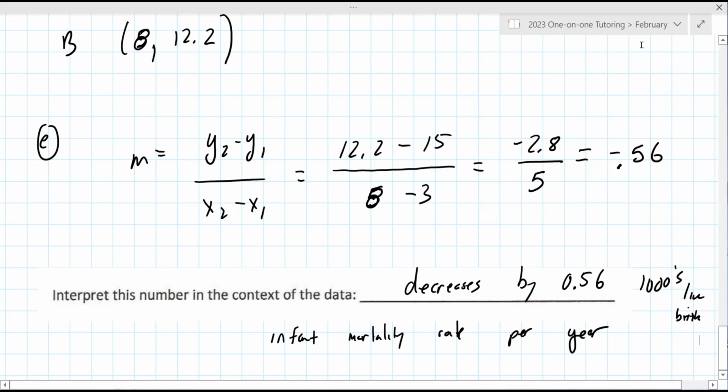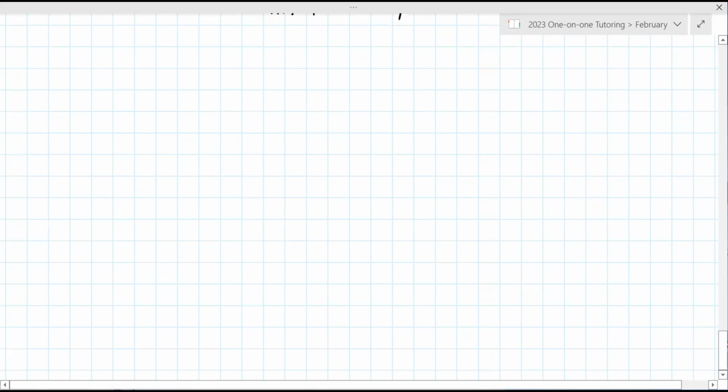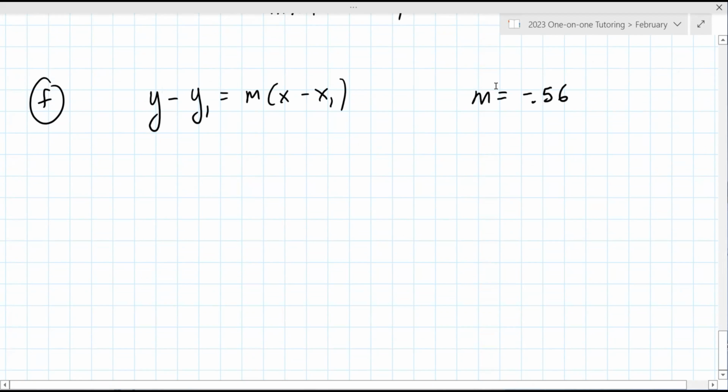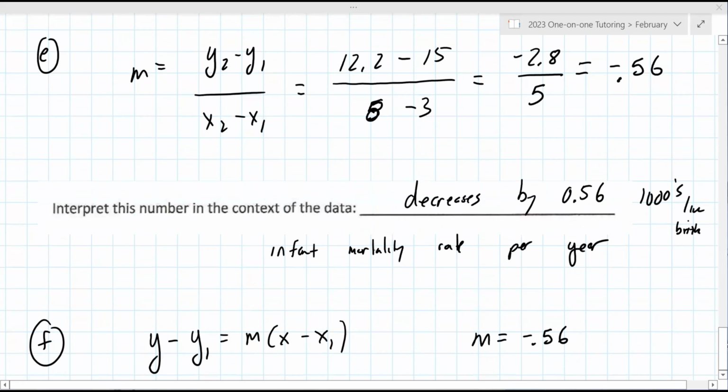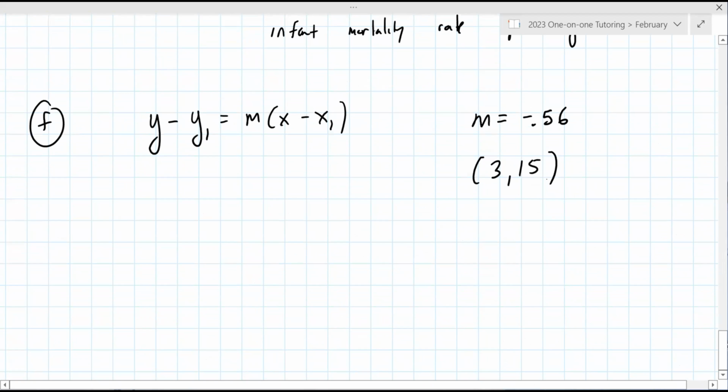Okay, part F is to write the full equation. So we're going to use this equation: y minus y1 equals slope times x minus x1. The reason we're going to use that is because you have a slope, the one you just calculated. And we're going to use one of the points that you calculated. We're going to use A, 3, 15. So this is x1 and this is y1 here. So we have y minus 15 equals minus 0.56 times x minus 3.